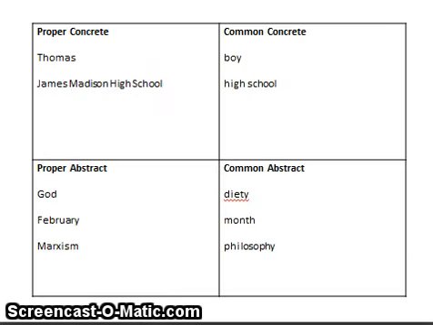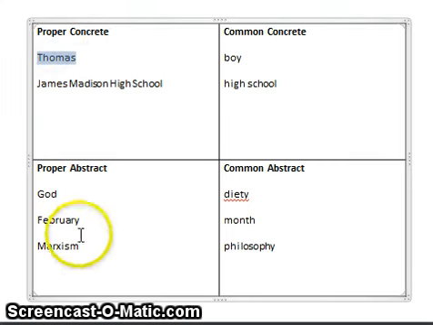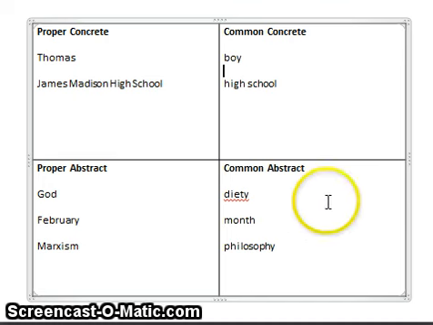Here's a quick little chart that illustrates how any given noun will be either proper or common. You can see the left side of the table is all proper and the right side is all common. And you can see that the top rows here are concrete. Every noun will be concrete or abstract. So the top rows are concrete, the bottom rows are abstract.